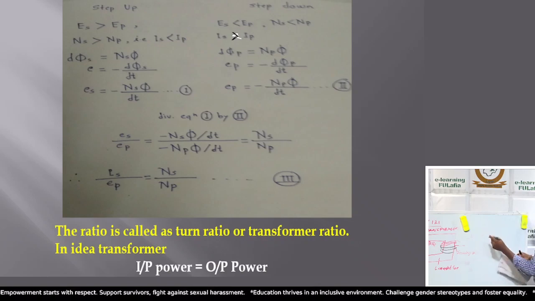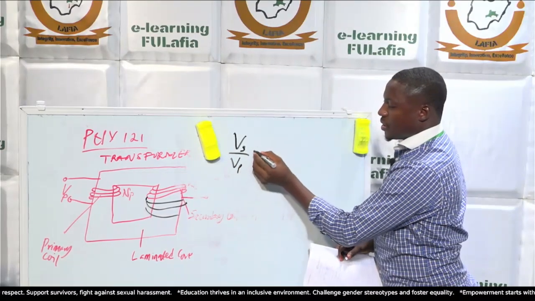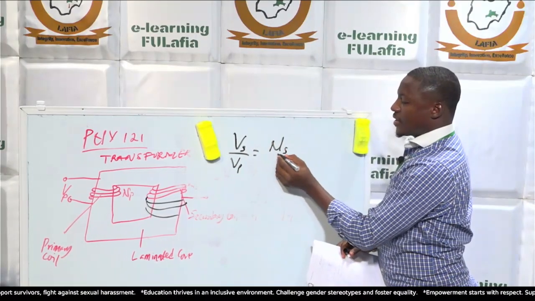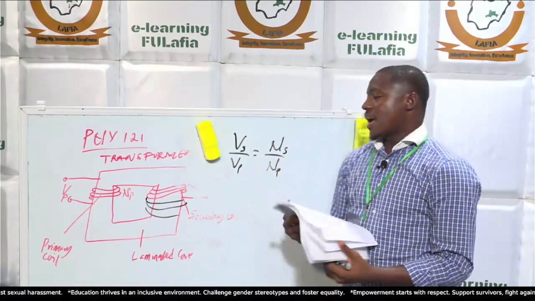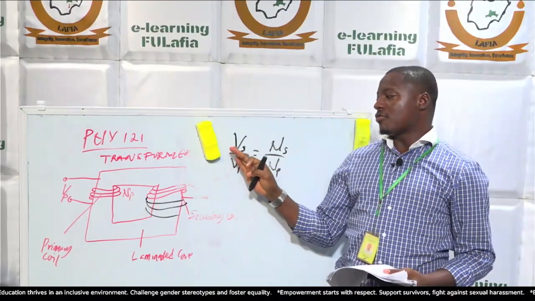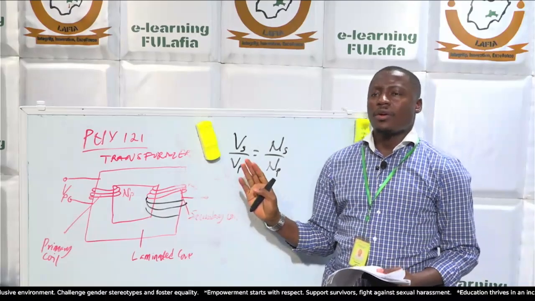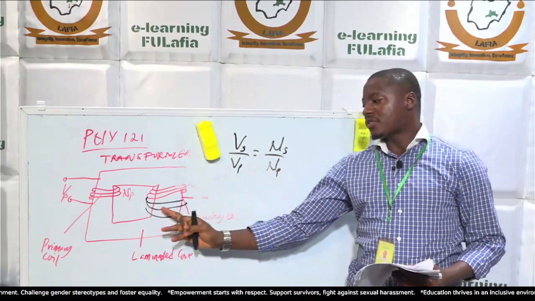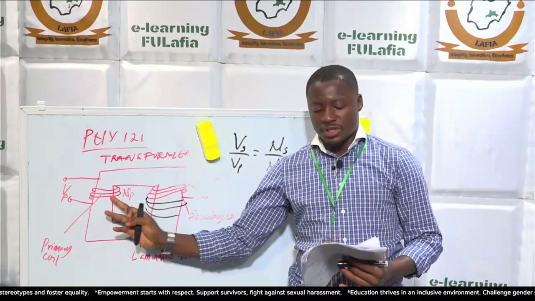We define this ratio to be Vs all over Vp, which is equal to Ns all over Np. Remember, the V here is the same thing as the E on the slides. So the V here represents the voltage across the secondary and the voltage across the primary, while this tells us the number of turns in the secondary and also Np, the number of turns in the primary.